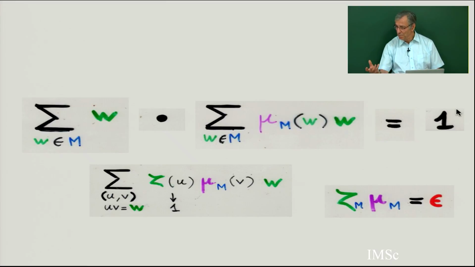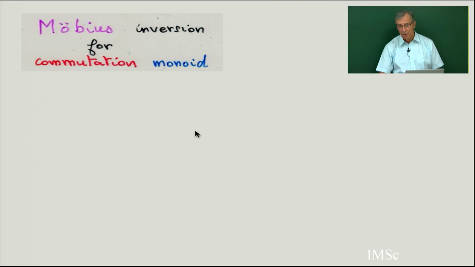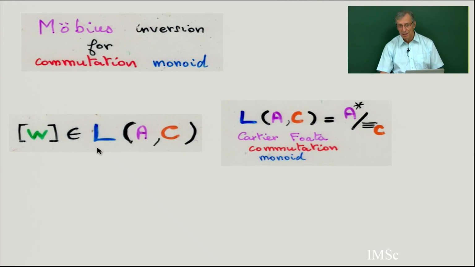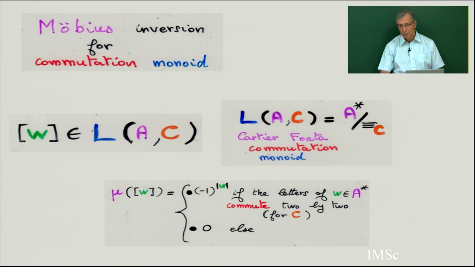So you see, it's another formulation. This inversion theorem in generating functions is another formulation of the Möbius function. So the Möbius function for the commutation monoid with alphabet A is equivalent to this. The Möbius function of the commutation monoid is, for any equivalence class, -1 to the number of letters of the word if the letters commute 2 by 2, and it's 0 else. This is the inversion formula we have done with only trivial heaps, or words where all the letters commute 2 by 2.